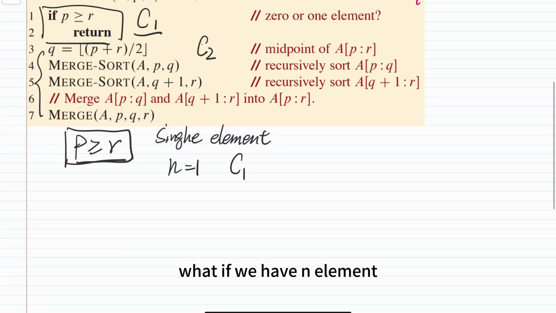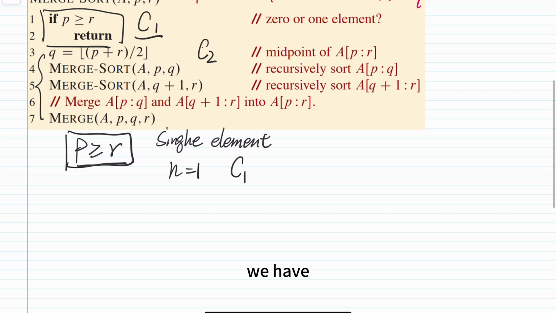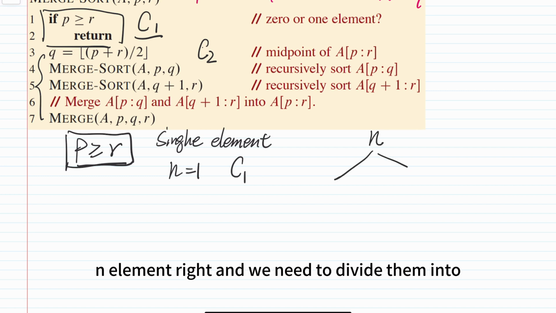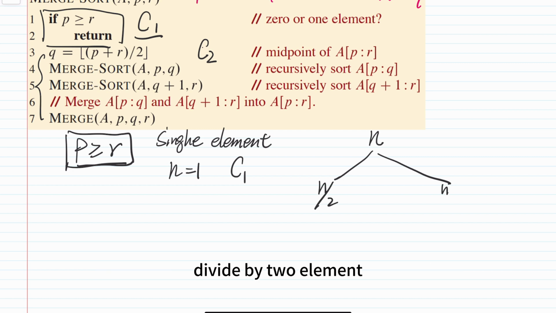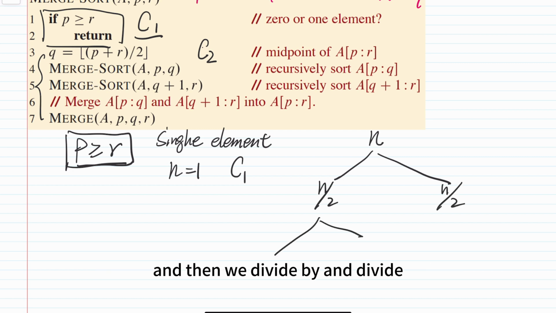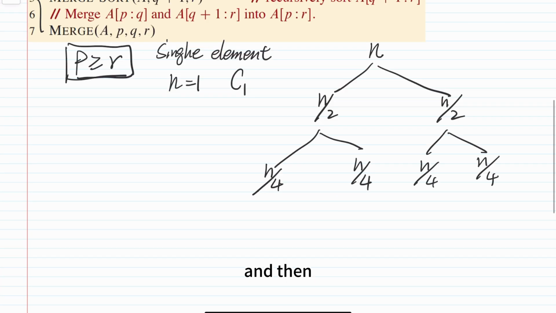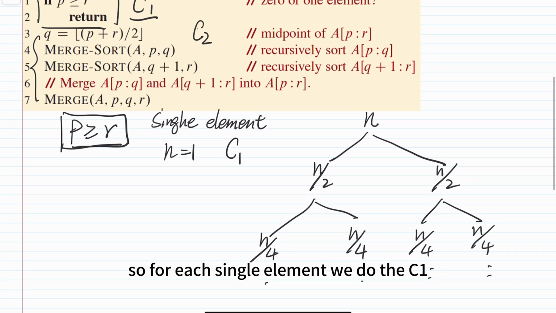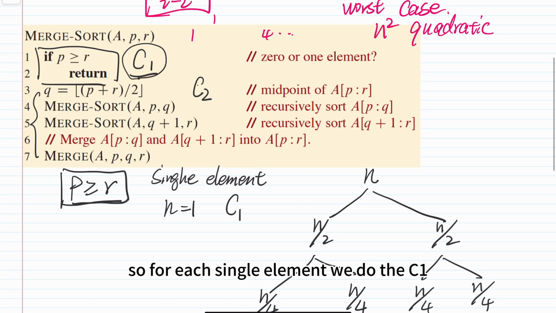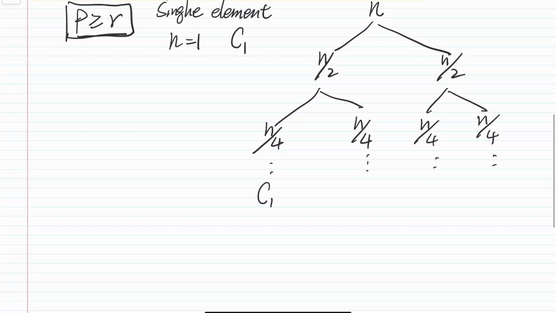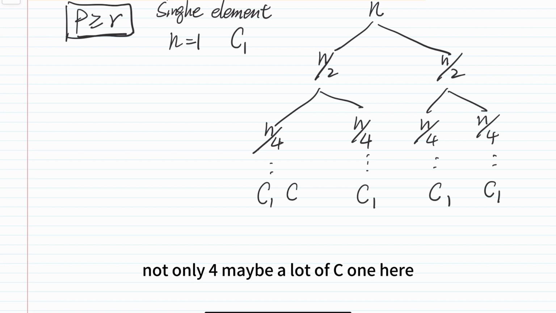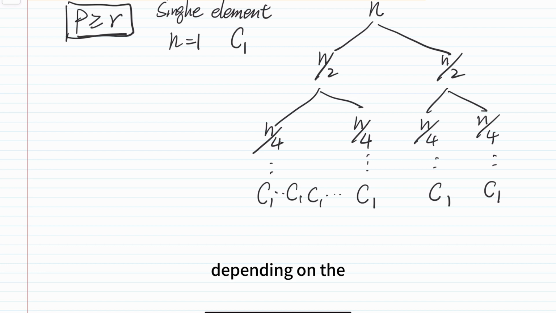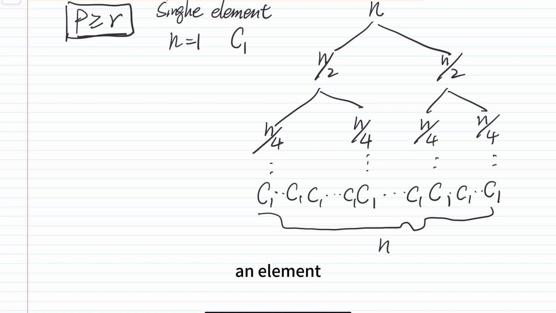What if we have n elements? In the top level, we have n elements, right? And we need to divide them into n divided by 2 elements. And then we divide into n divided by 4 elements. And then we'll go all the way down to a single element here. So for each single element, we do C1. Not only 4, maybe a lot of C1 here, depending on the size of the array.